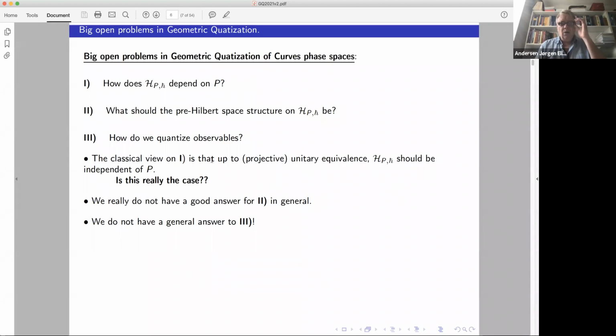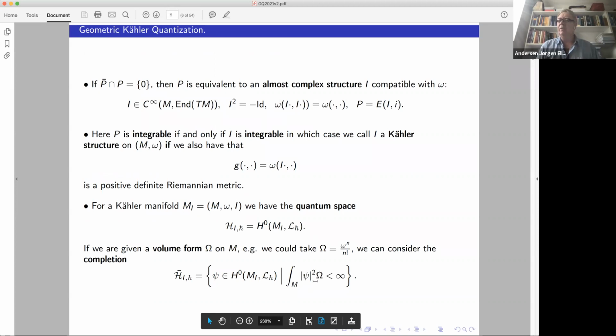Okay, so what about the pre-Hilbert space structure? Which one should we actually use, and which one should we prefer, and so on? Well, no good answer from geometric quantization. You could, if you wanted to, simply say, oh, I just choose this one here. But I will actually argue that this is not the right one always.